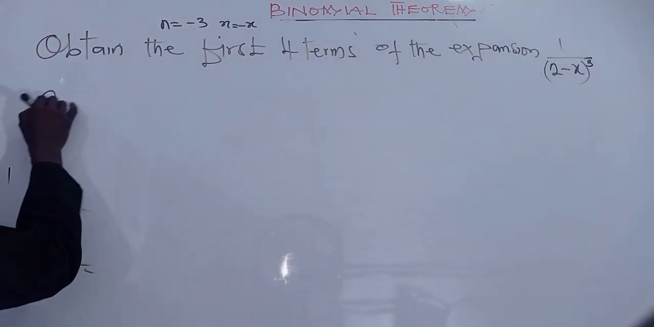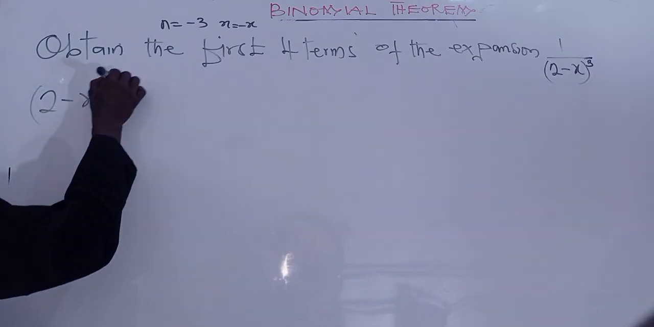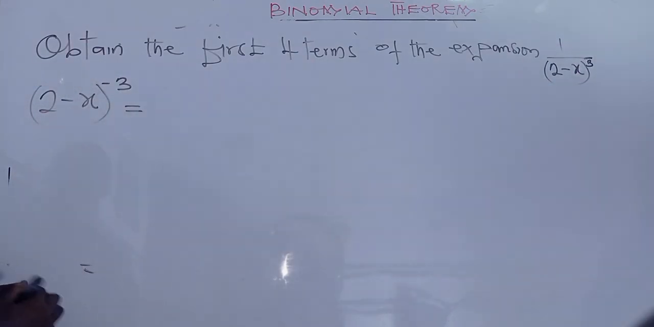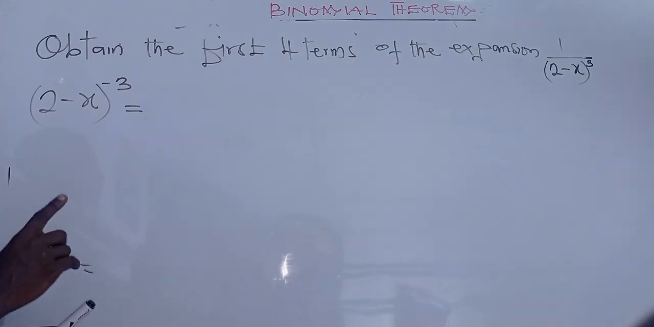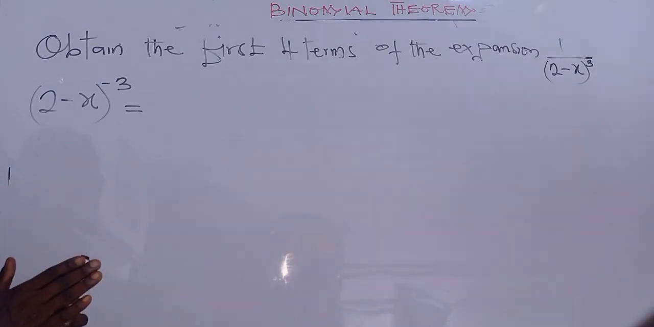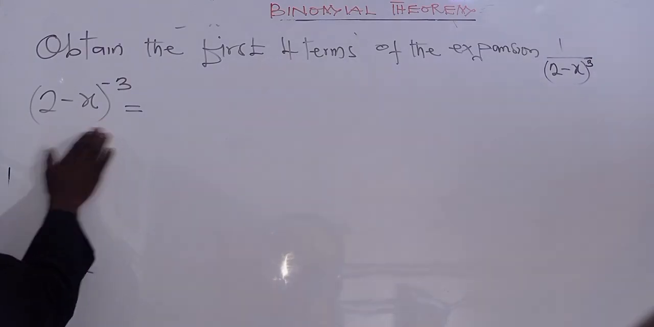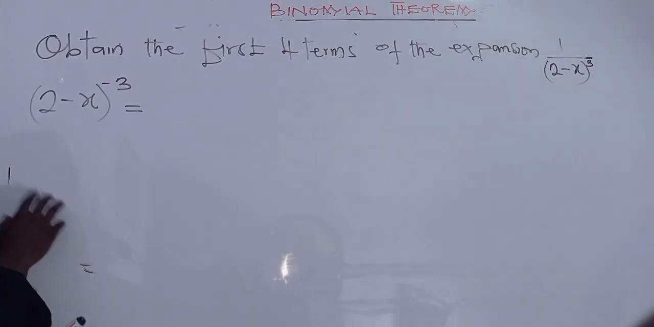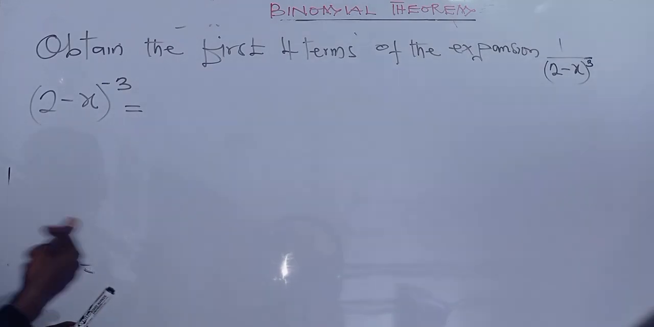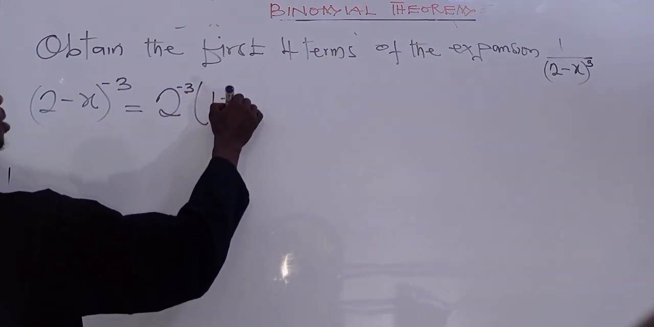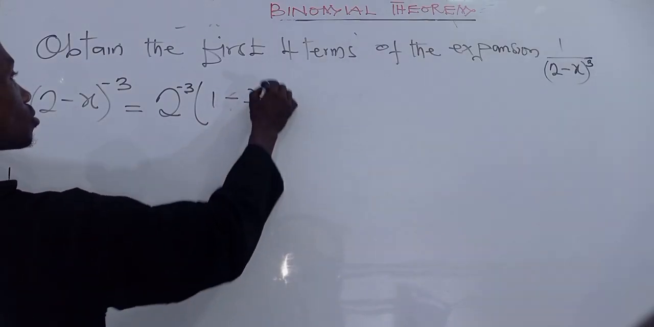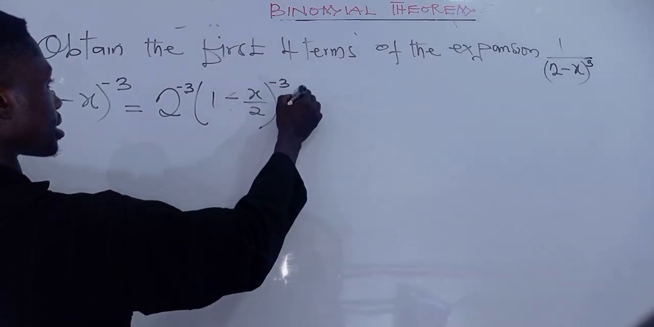So we have (2 minus x) all raised to the power negative 3. So we have our power to be negative 3. Now we have our first term to be 2. Now we want our first term to be 1 so that we can use the binomial theorem for rational index where the first term is what? 1. We want to use that particular formula or approach. So if that is the case, then we have to massage this expression so that the first term will be 1. So in doing that, we are going to get 2 raised to the power negative 3 times (1 minus x over 2) raised to the power negative 3.